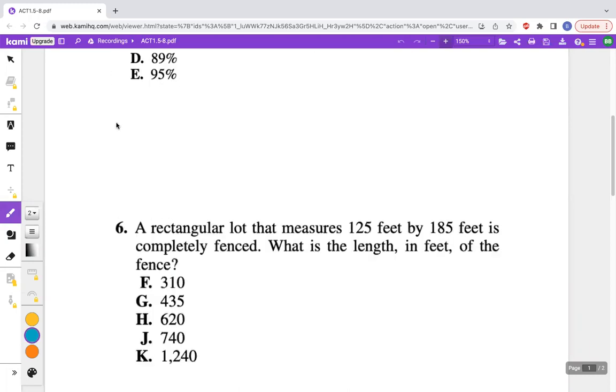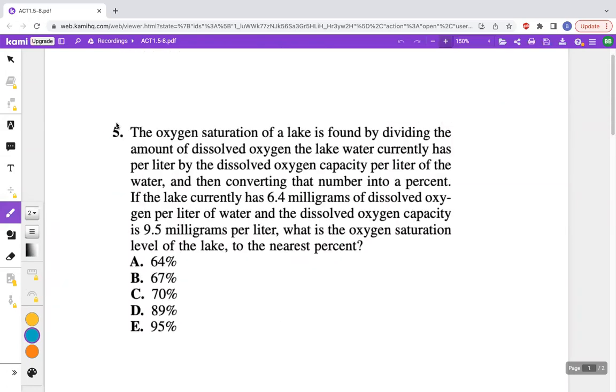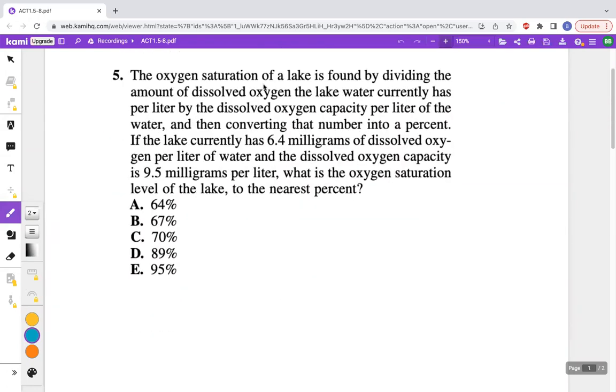We're doing 5, 6, 7, 8, and let's just get started. So the oxygen saturation of a lake is found by dividing the amount of dissolved oxygen the lake water currently has per liter by the dissolved oxygen capacity per liter of the water, and then converting that number to a percent. Okay, so they're telling me what I need to do with the two numbers, and I just need to keep that straight. So I'm dividing the dissolved oxygen that the water currently has by the dissolved oxygen capacity of the water. So I'm going to look for those numbers now.